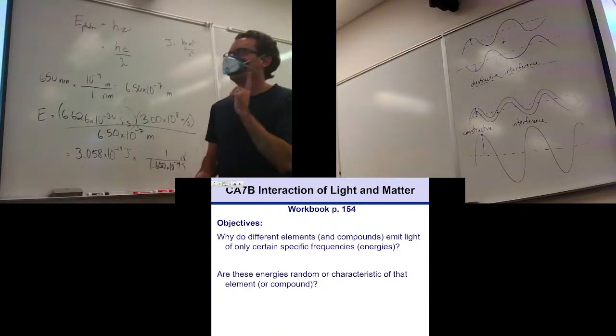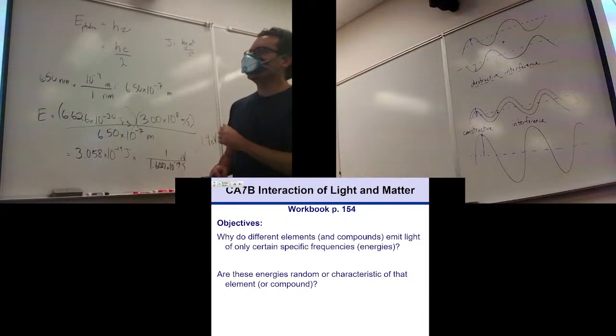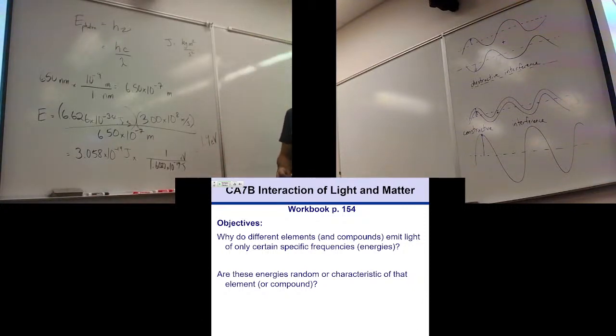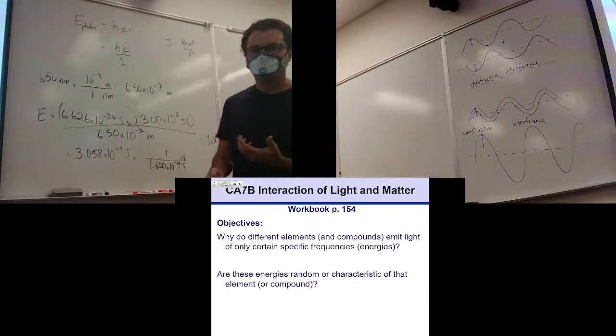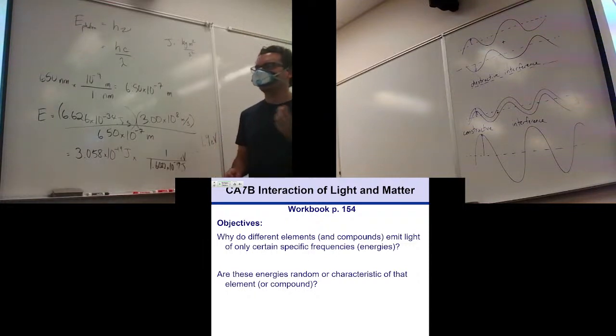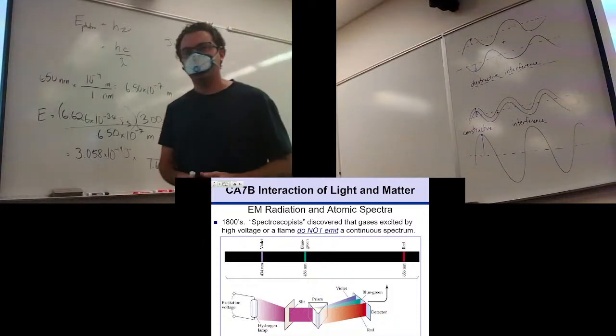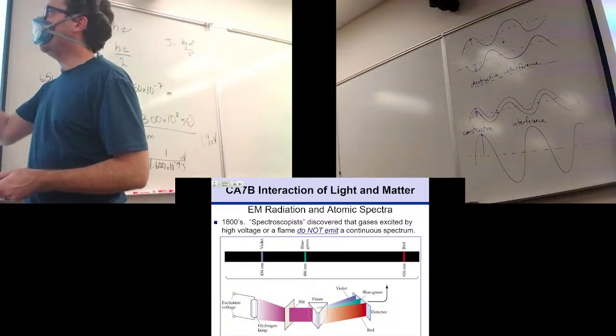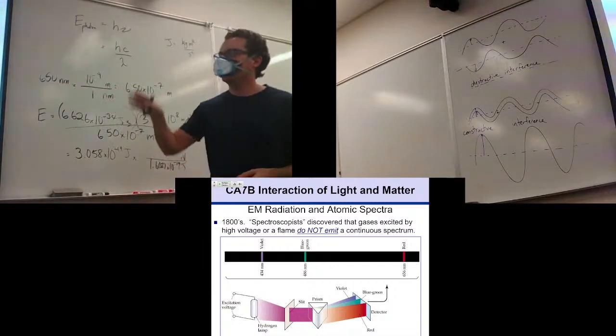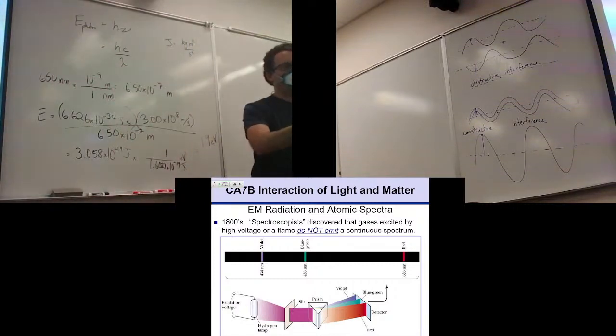But why do different elements and compounds emit only specific frequencies? That's the goal to understand. Are they random or are they characteristic? So the hydrogen light that we saw, that pinkish light, is a result of, and there's only 3 shown here, but it's actually 4 colors.